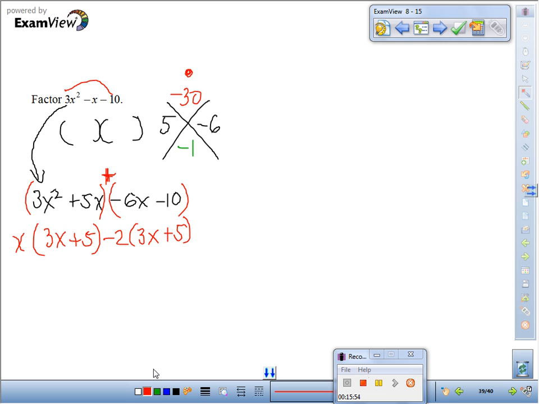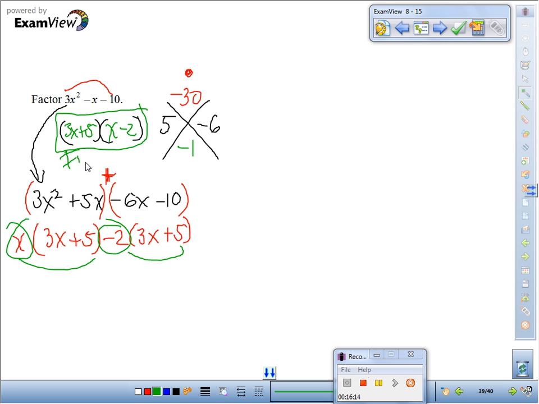Pass it to someone. Luis? First one is 3x plus 5, x minus 2. X minus 2. Box that, and it's factored. Okay.